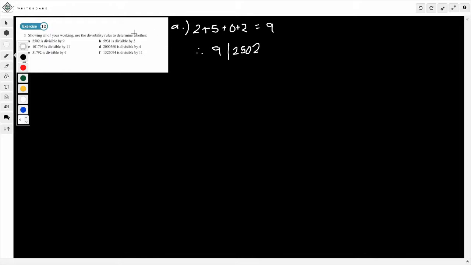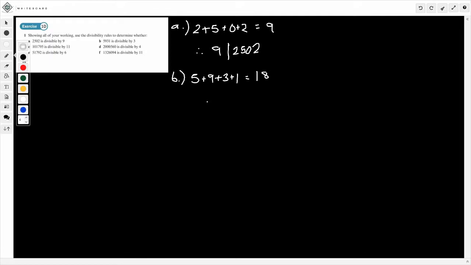Divisibility by 3. So divisibility by 3 is very similar to 9. All we're going to do is look at the digits again, add them up. If the result of adding them all up, the sum, is divisible by 3, then the number itself is divisible by 3. So let's do that. So 5 plus 9 plus 3 plus 1. So what does that give me? So 5 plus 9 is 14, plus 3 is 17, plus 1, that's 18. Clearly 18 is divisible by 3, we'd get 6.